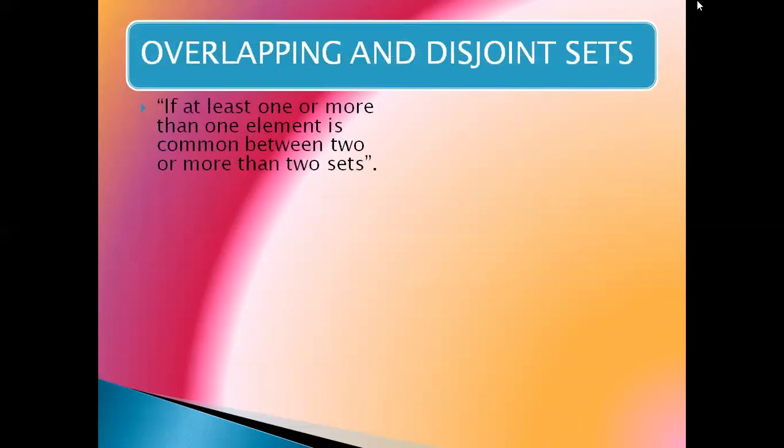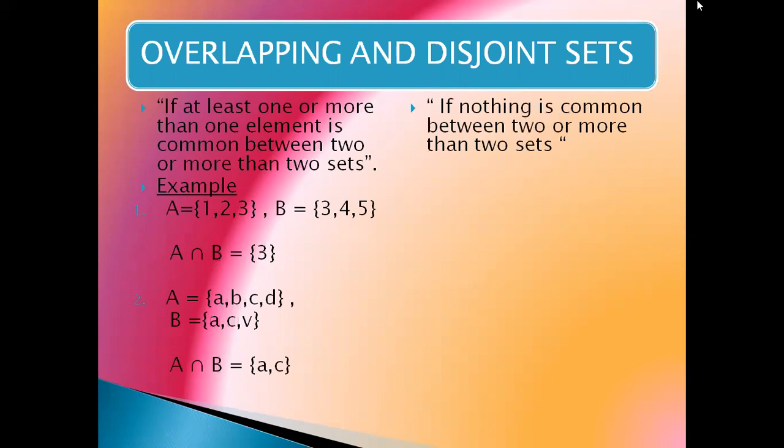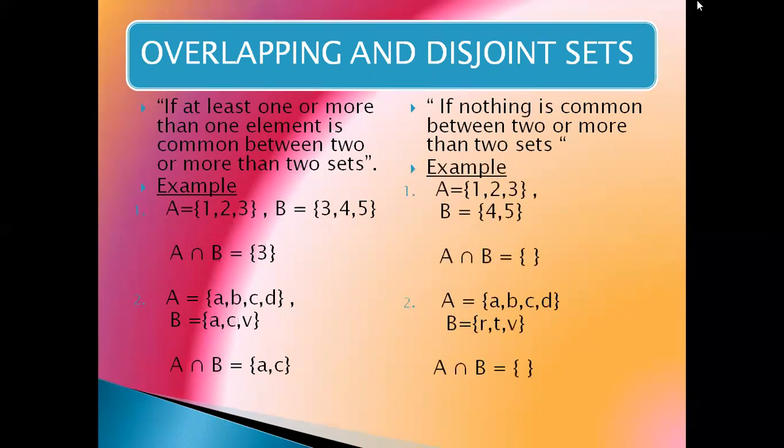Overlapping and disjoint sets. If at least one or more than one element is common between two or more sets, they are called overlapping sets. You can see the examples. If A = {1, 2, 3} and B = {3, 4, 5}, the common element between them is 3, which is present in both A and B. In the second example, A = {A, B, C, D} and B = {A, C, B}, and there are also common elements between them, that is A and C. Remember one thing, more than one common element can exist. Now, the disjoint sets. If nothing is common between two or more sets, they are called disjoint sets. You can see the examples. There is nothing common between them, and A intersection B is the null set.